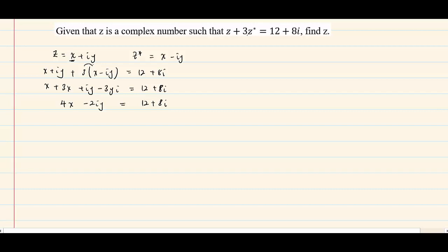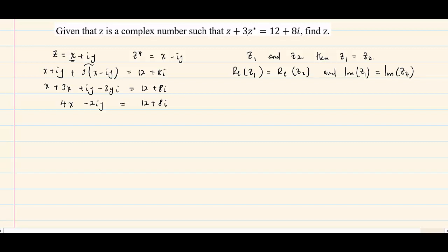At this point here, we need to remember something very important. If I've got two complex numbers, z1 and z2, and these two are going to equal each other, then z1 equals z2 if and only if the real part of z1 equals the real part of z2, and the imaginary part of z1 also has to equal the imaginary part of z2.